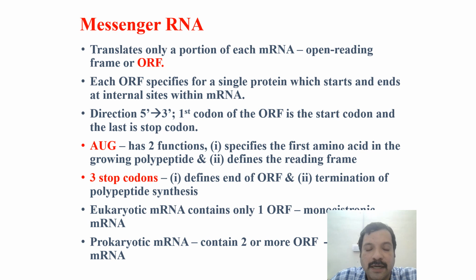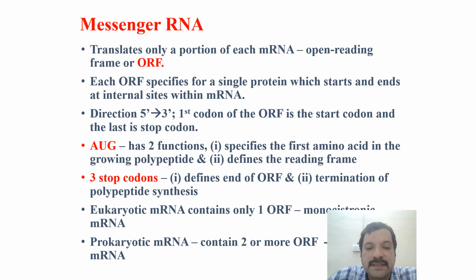And as we see, the direction of translation is from the 5' end to the 3' end, and nucleotides are read three per turn, which is known as a codon. We have two important codons here. One is called AUG, or the start codon. It specifies the beginning of the amino acid polypeptide chain. And we have three stop codons, UAA, UAG and UGA, which will stop the translational process.